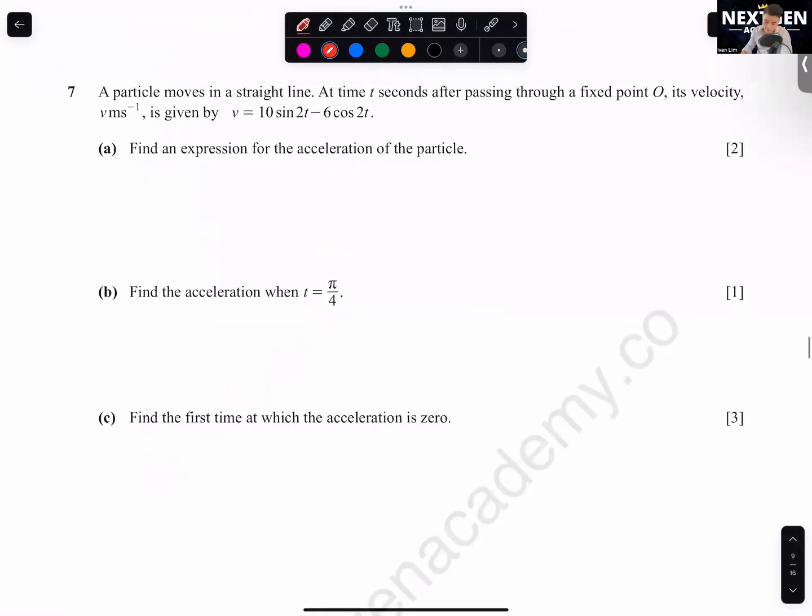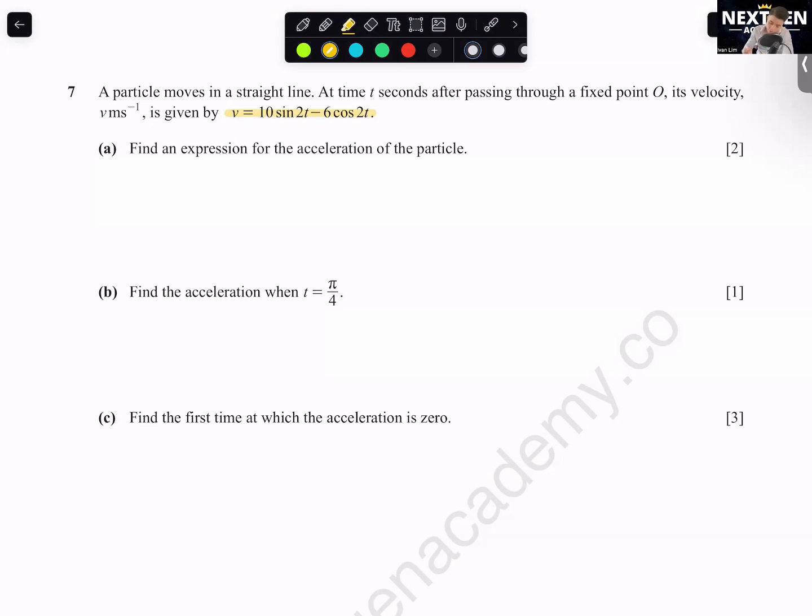Question 7. This is under kinematics. A particle moves along a straight line. They like to tell one whole story, but the main thing is v equals 10 sine 2t minus 6 cos 2t. Find an expression for the acceleration.